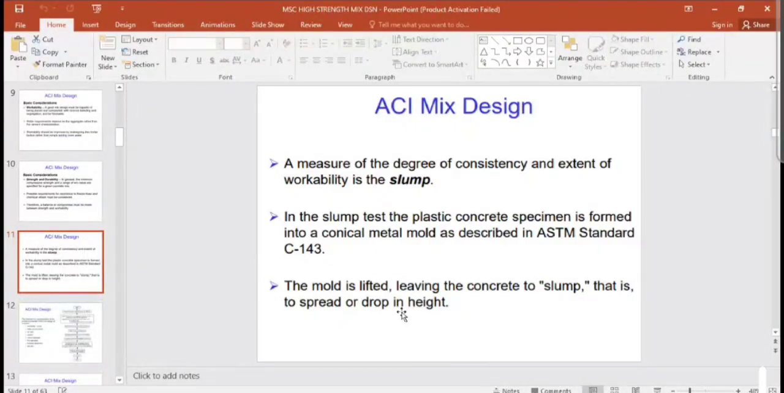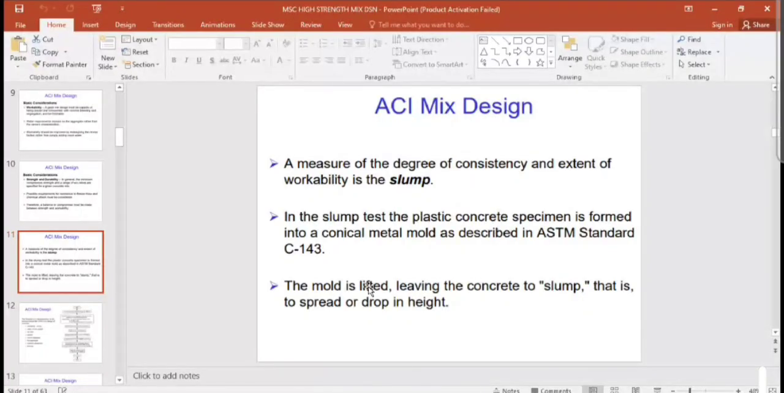Then workability is measured by the slump test, as I told you. Slump is measured by ASTM C143. This is a cone of 300 millimeter, which is lifted, and we see how much the concrete leaves, what is the drop in height, that is our slump. So this slump value will tell us whether our concrete is workable or not.